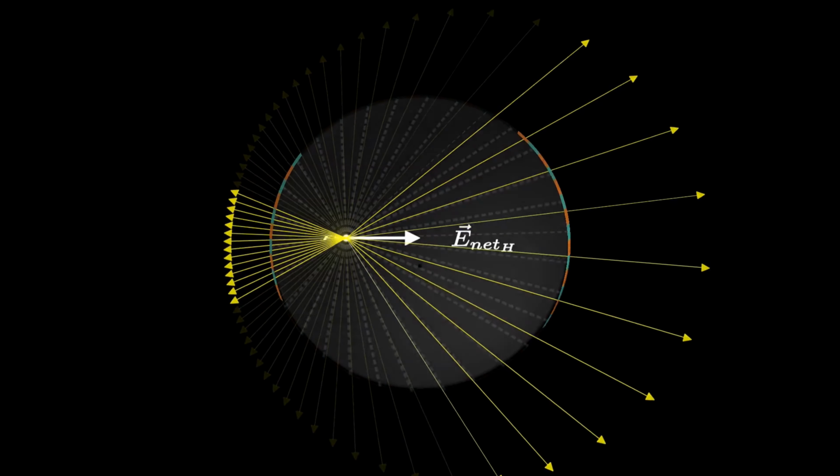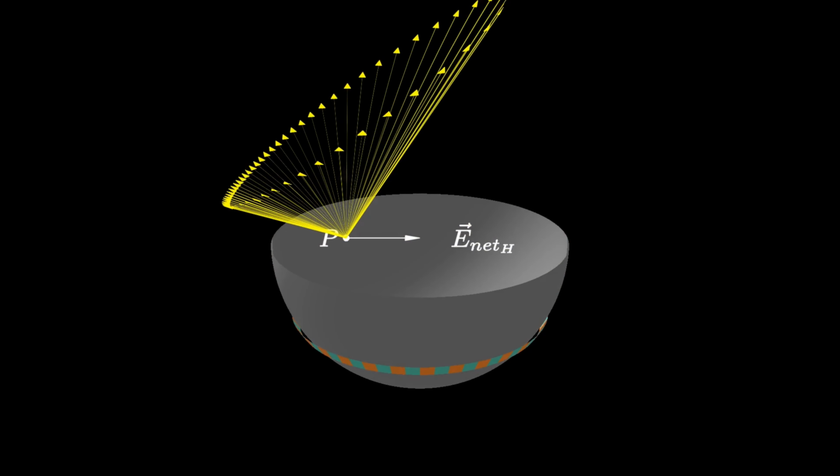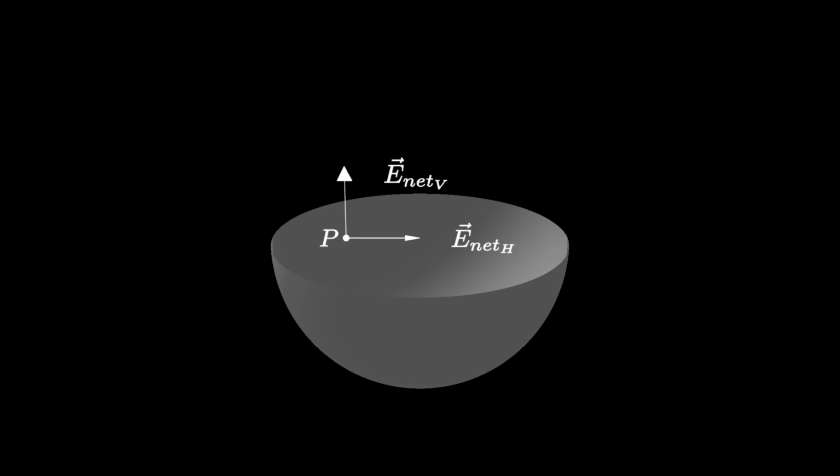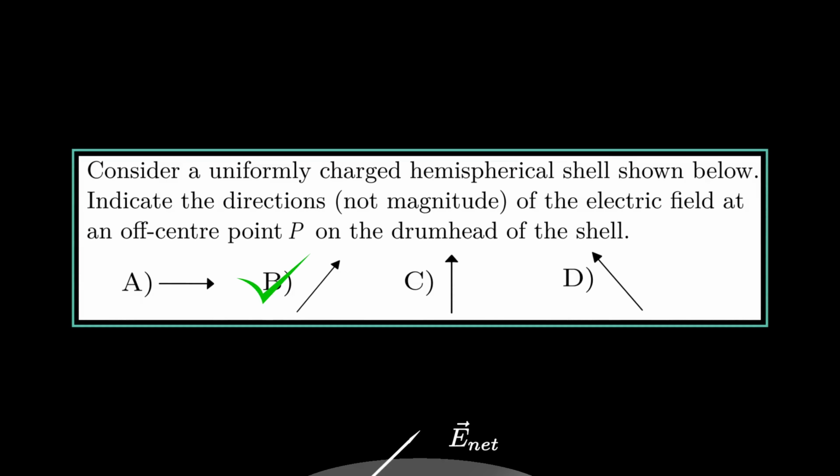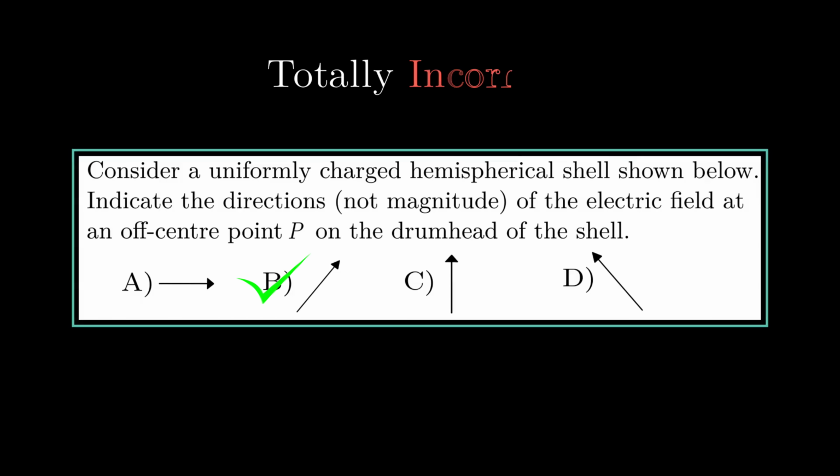If we do the same for charges somewhere in the bottom, they will add an extra vertical component to P, meaning there indeed exists a horizontal component, so the net electric field vector must be somewhat tilted to the center, making option B correct. But no. We will come back to this method a little later. First, let's see a more intuitive way.